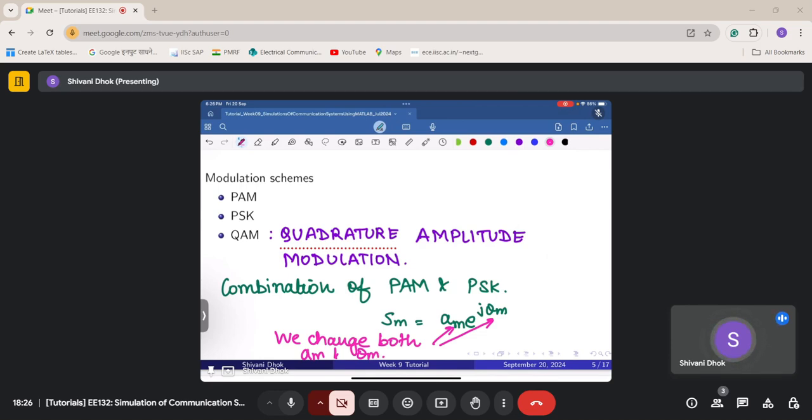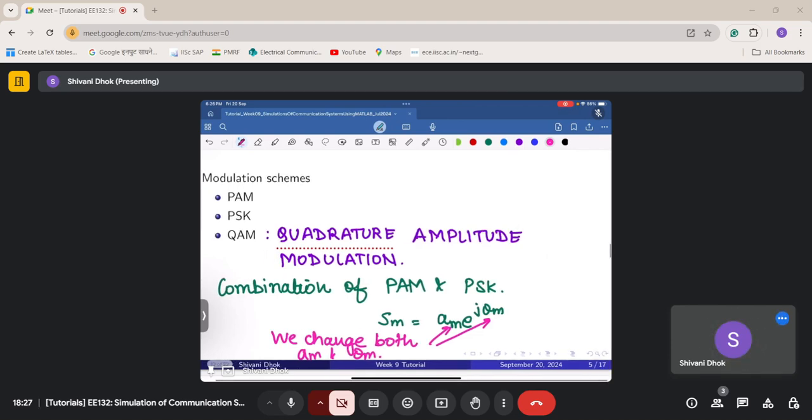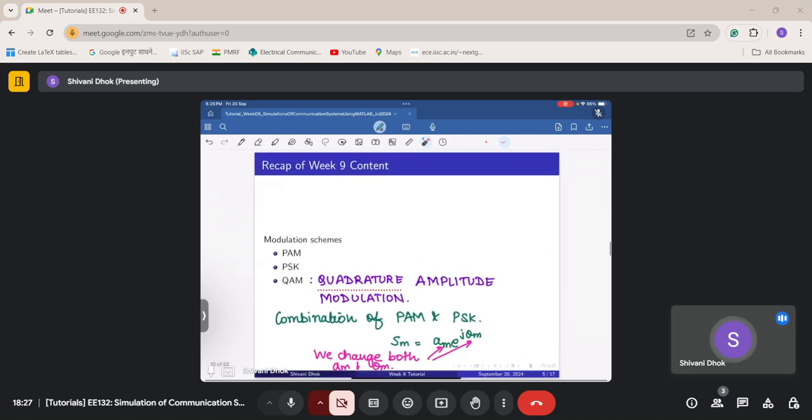And the special cases of QAM are PSK and PAM. When we have Am as some constant, then that will reduce to your PSK. And when we have theta m to be constant, or theta m equal to 0, that will reduce to pulse amplitude modulation. So that's all about the content that was covered in week 9. If you have any questions regarding this week's content, then please let me know.